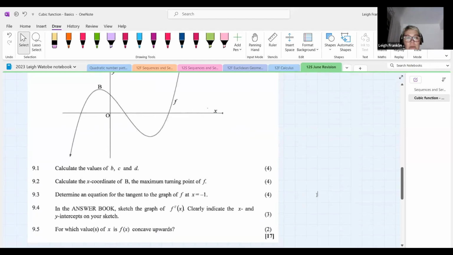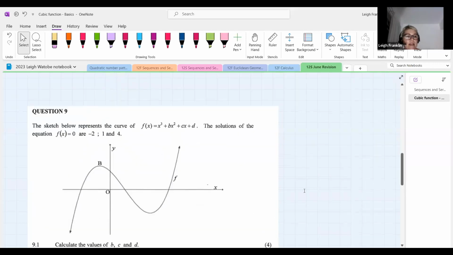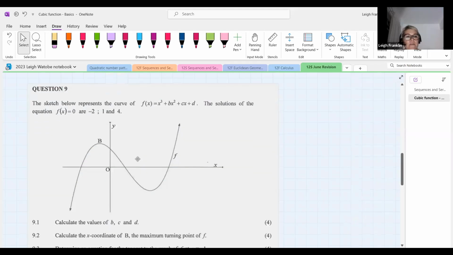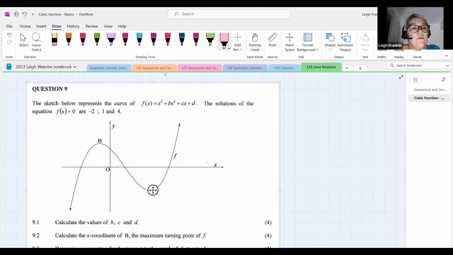Okay, so let's just make that a little bit bigger for you guys. So the sketch below represents the curve of f of x equals x cubed plus bx squared plus cx plus d. The solutions of the equation where f of x equals 0 are -2, 1, and 4. What does that mean? What are they giving you here? So when f of x equals 0, the solutions to that equation are -2, 1, and 4. What does that mean? What are they telling you? What are these things?